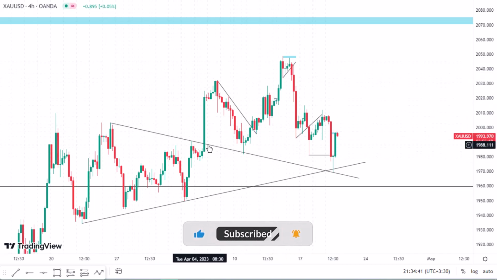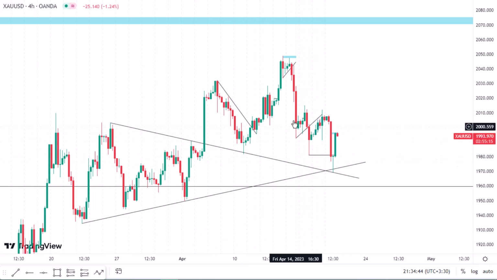If we continue this trend line, we can see the price again rejected from that trend line here, okay, and we have a pin bar, and the price started going up.